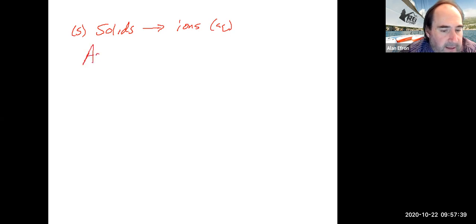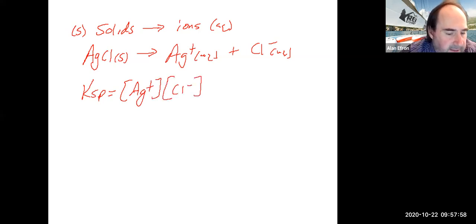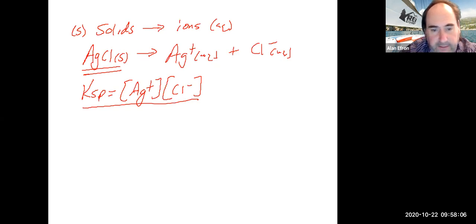So like something like silver chloride that we saw, when it does break apart, it breaks apart into silver and chloride ions. And again here, it would be our products over our reactants. But as we can see, and what is usually the case here, our products are the only aqueous things there. Our solid is always on the reactant side. So it really does end up being just our products in our Ksp expression.